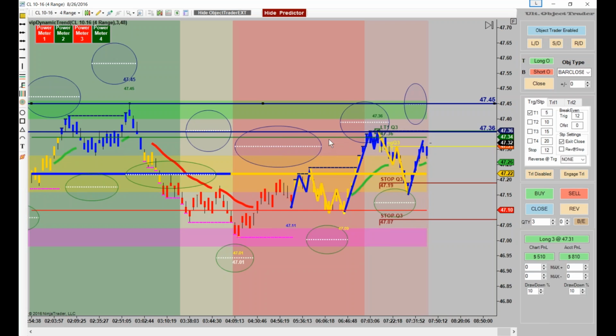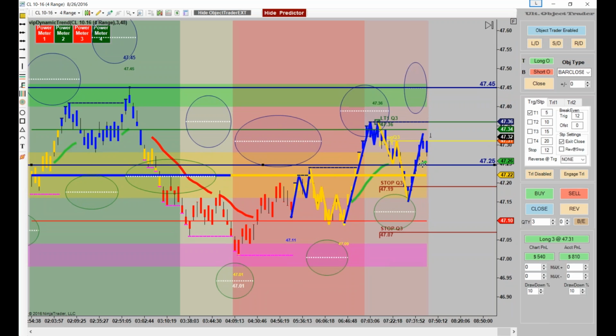And by the way, you could also look at this little swing right here, thrust, retrace, thrust, that they should hold that 25 to begin with. So you could actually put your stop just under there with exit on close. Now notice we only did one set of contracts because Object Trader's set for 5 ticks. I'll go ahead and do one more so that we can get some more targets.